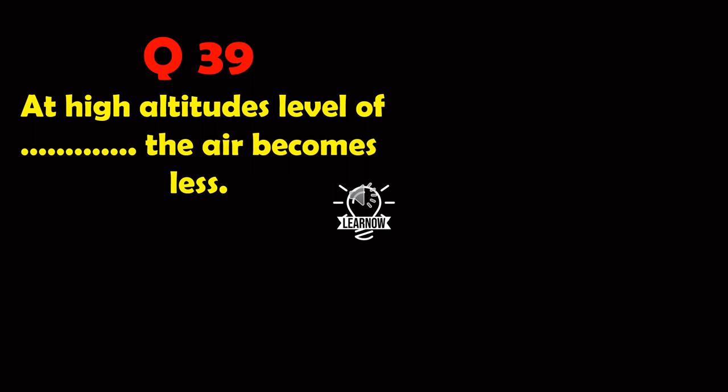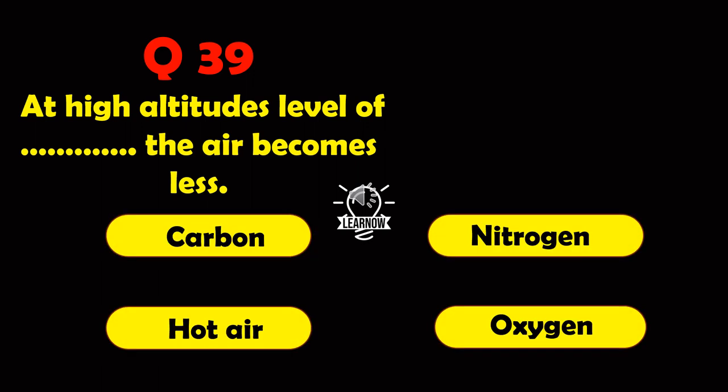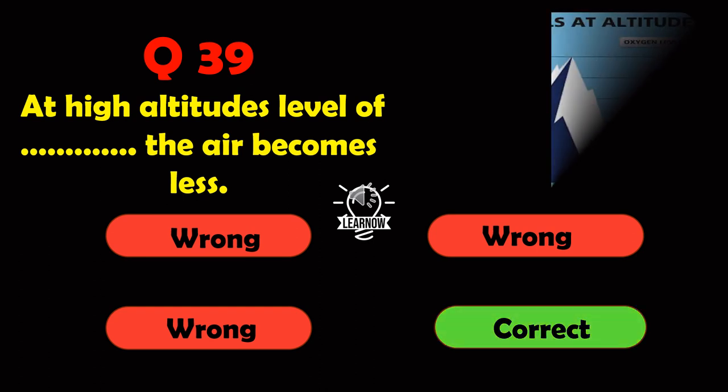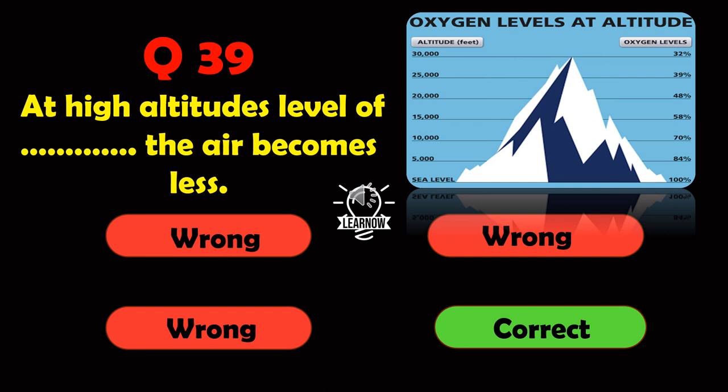Next question, question number 39. At high altitudes, level of dash in the air becomes less. So we have to tell, at high altitudes, level of what becomes less in the air? Let's see the options. Is it carbon, nitrogen, hot air, or oxygen? Carbon is wrong, nitrogen is also wrong, hot air is also wrong. So we are left with oxygen. That means at high altitudes, level of oxygen in the air becomes less. So oxygen will be the correct answer. As the height increases, as we move on to higher places, the level of oxygen decreases.